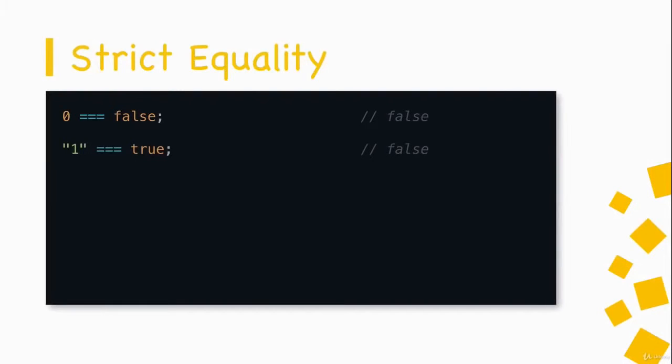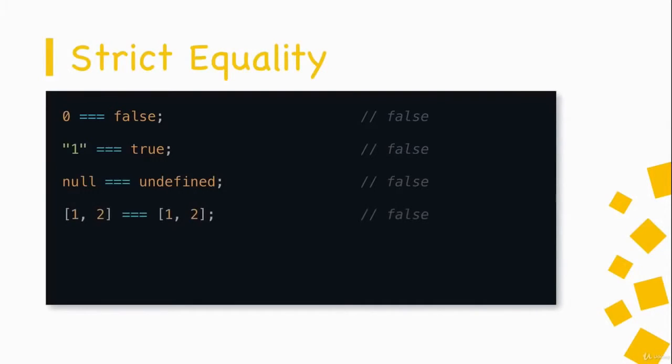Similarly, string 1 is strictly equal to true also returns false because they're different data types. One is a string and another is a boolean. However, with the equality operator, it would have returned true. And because null and undefined are different values in JavaScript, they're not strictly equal. So null is strictly equal to undefined, or the other way around, returns false.